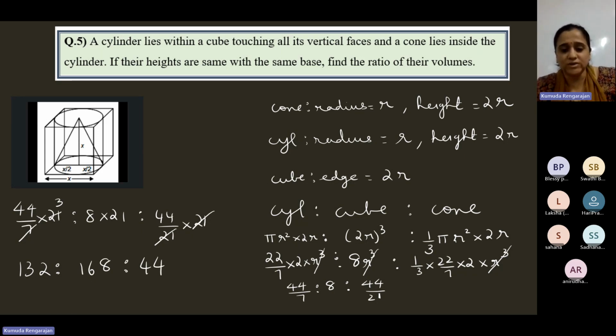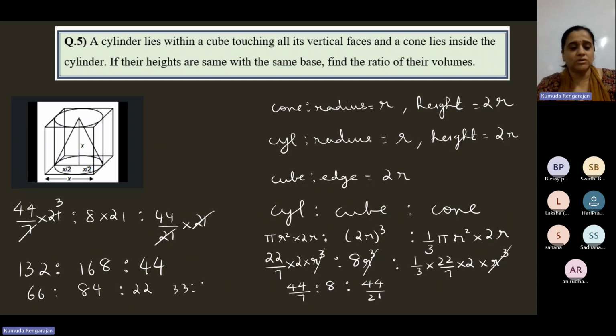Actually, I'm getting it like this because I could have cancelled 2 everywhere. I didn't cancel. I'll do it again. Now, simplify this by 2. Simplify this by 2, children. So you'll get what? 66 is to 84 is to 22. Further by 2.